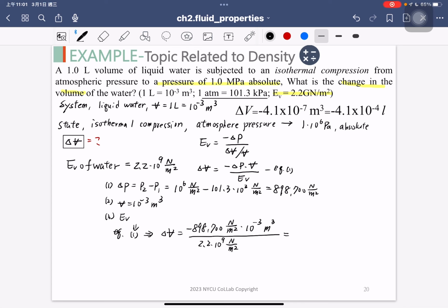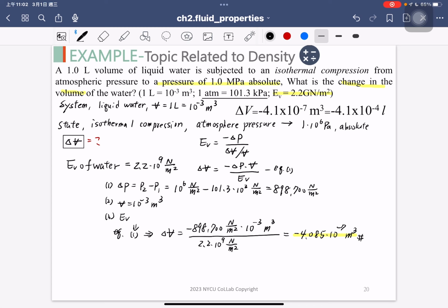It's a very huge number, so be careful with your calculators. For me, I'm recalculating the number right now. So the value here, I should write down as minus 4.085 times 10 to the minus 7 cubic meters. This is my final solution for this problem.